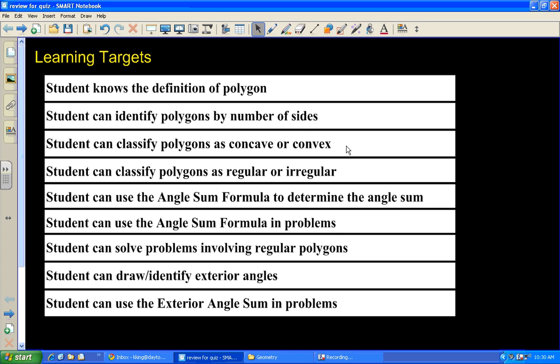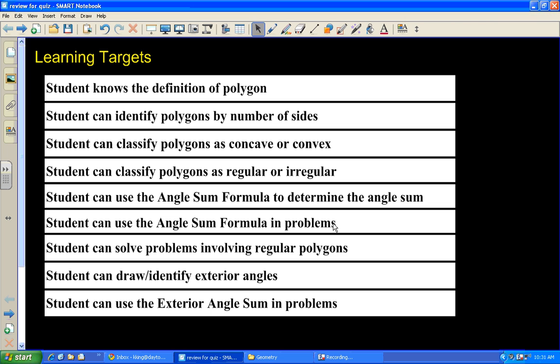Classifying as concave or convex. Again, that's just knowing that definition. Classifying as regular or irregular. That's just knowing what regular and irregular mean. That's not doing the problems. And then this fifth one, using the interior angle sum formula to determine the angle sum. That should say interior, by the way. That is simply using the formula straight as it is. None of those deal with any problem solving.